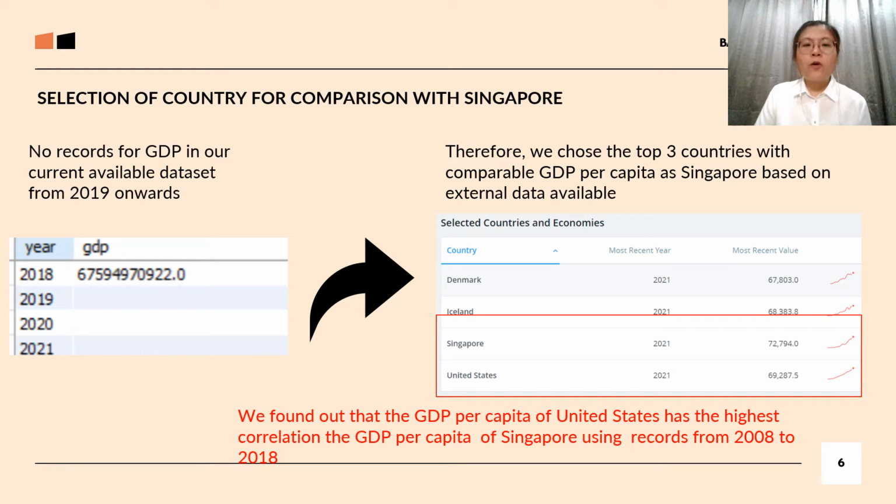Our group then used the correlation test to see which countries have changes in GDP per capita over the years that is most closely related with that of Singapore's. Here, we use 10-year records from 2008 to 2018 for all our analysis, as we believe that the more recent data, the more relevant the data will continue to be beyond 2018. Therefore, we chose United States as our reference as it has the highest correlation with Singapore.